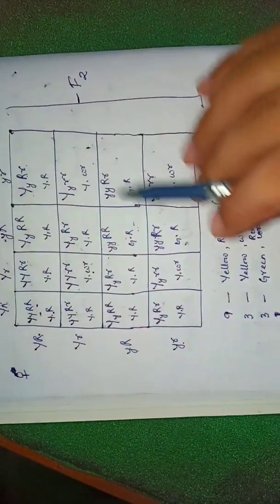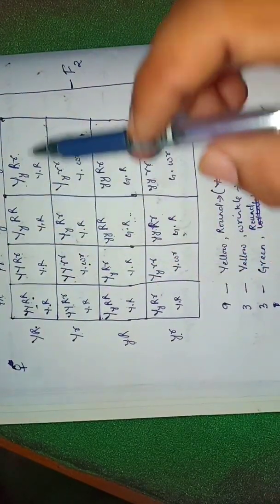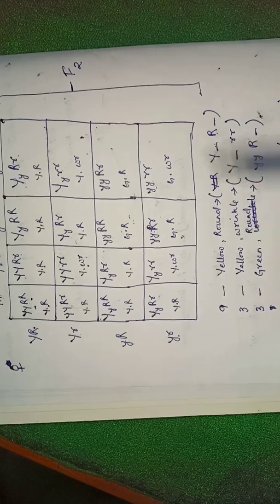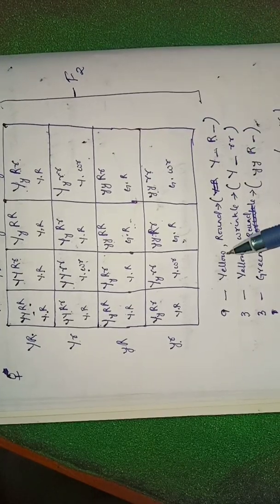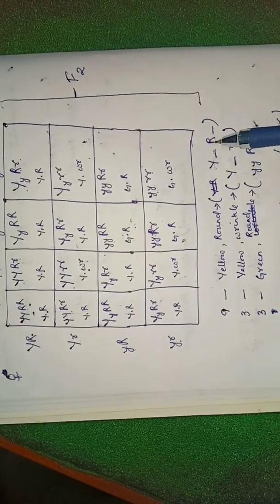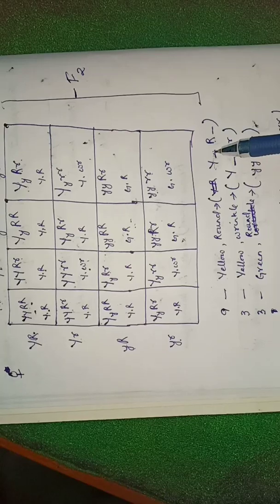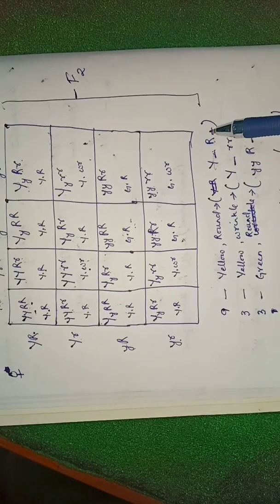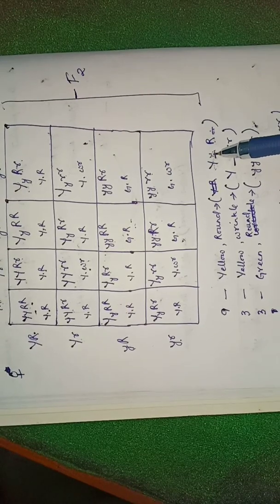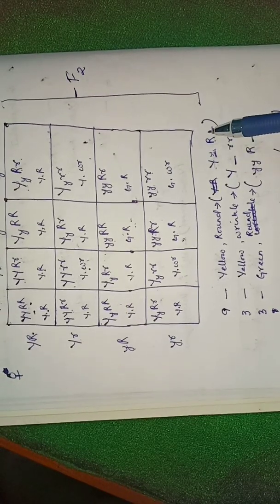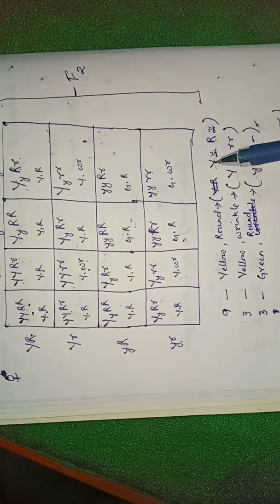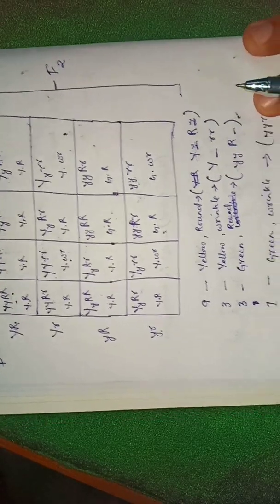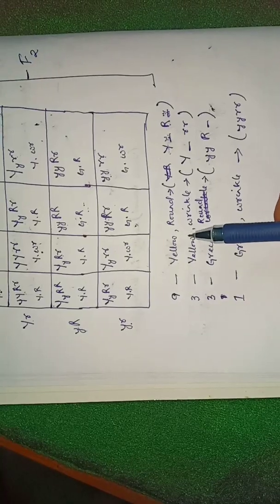So if we search how many yellow round there are, you will find there are 9 yellow round, and the individuals having yellow round are indicated by Y R. The second letter may be small y, and R may be small r or big R. So those individuals having capital Y, capital R are called yellow round. So 9 yellow round individuals are found.